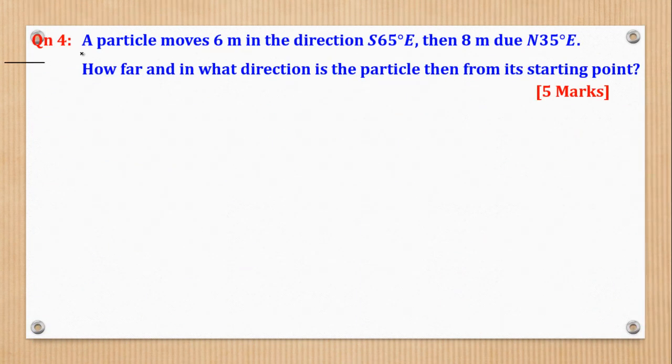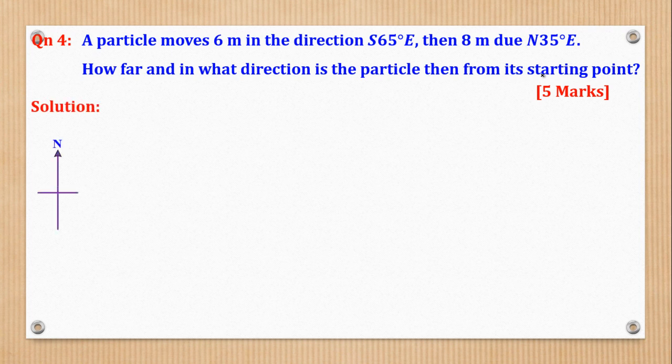Question 4 says a particle moves 6 meters in the direction south 65 degrees east, then 8 meters due north 35 degrees east. How far and in what direction is the particle then from its starting point? Now this one is similar to what you did in O-level. The only thing is that in O-level you used a graph paper, but here we expect you to use calculations.